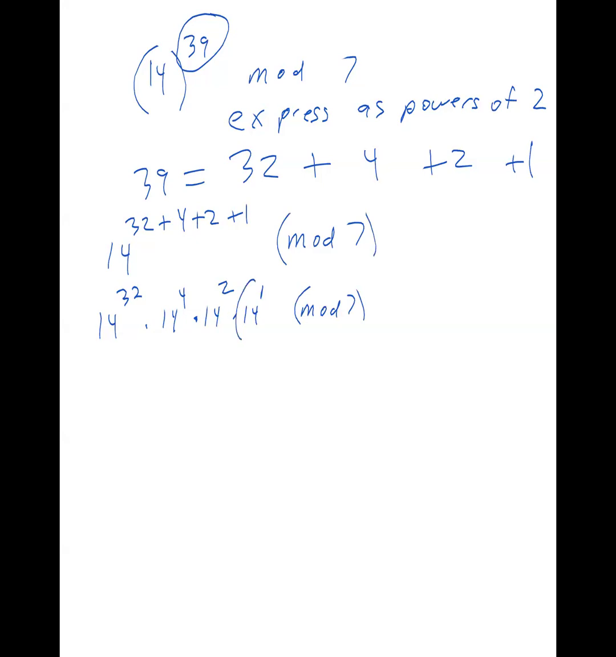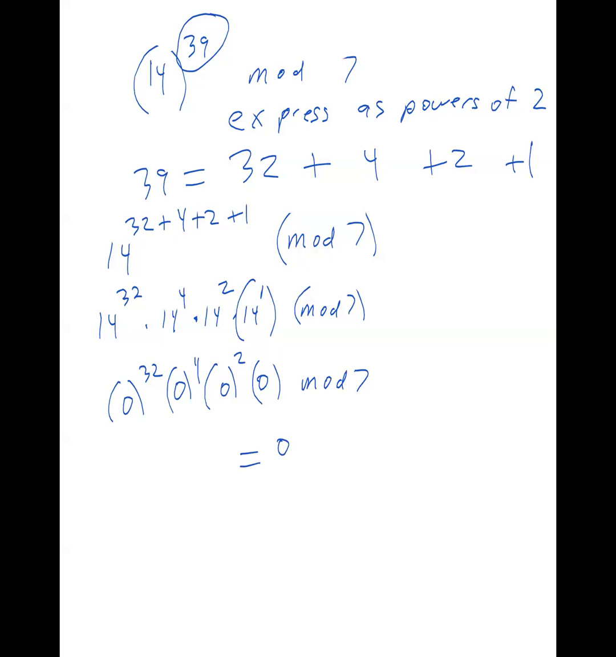So we take the smallest one first. What's 14 mod 7? Yep, that's 0. So we get 0 to the power of 1 is still 0, right? And then 14 squared is just 14 to the power of 1 squared, so 0 squared would be still the same. We get 0 to the power of 4. We get 0 to the power of 32. So what's 0 times 0 times 0? 0. And what's the remainder of 0 when you divide by 7? Still 0. So the answer to this whole problem is actually 0. Those numbers worked out nicely.